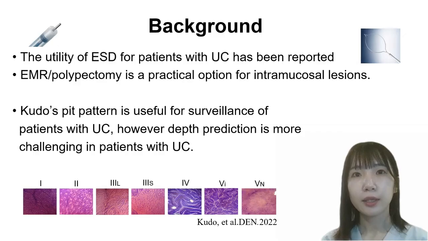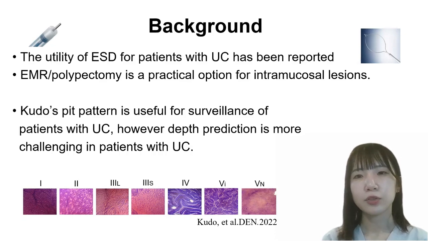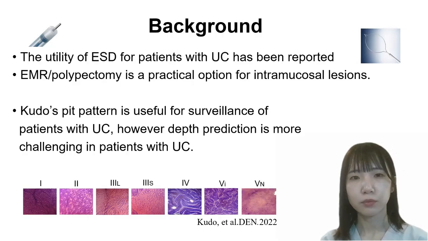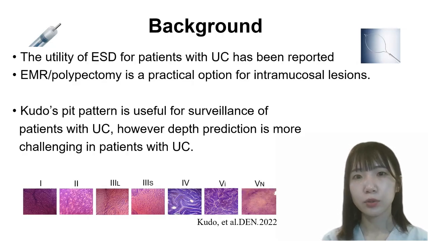On the other hand, EMR is more widely accessible, but it often results in piecemeal resection, which may compromise accurate histological evaluation, especially in cases with possible submucosal invasion. This can complicate treatment planning and may even result in adverse outcomes. Therefore, it is essential to preoperatively differentiate between intramucosal and invasive submucosal lesions as accurately as possible.